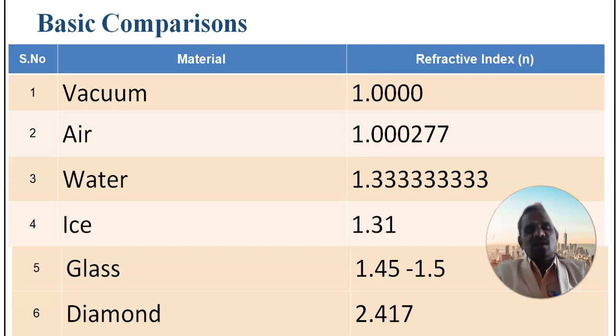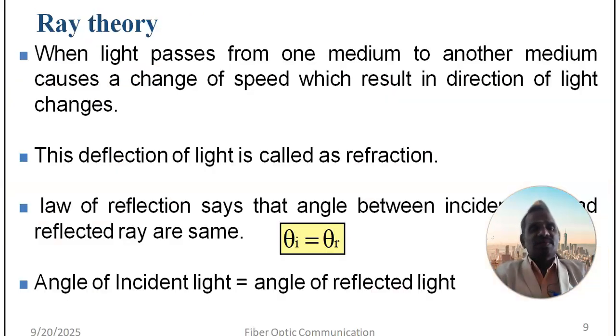For our optical fiber communication, we will be using either plastic fiber or glass fiber in the order of 1.45 to 1.5. For diamond, the refractive index is 2.417. That is, light travels with great difficulty inside the diamond. That is the thing that I want to convey.